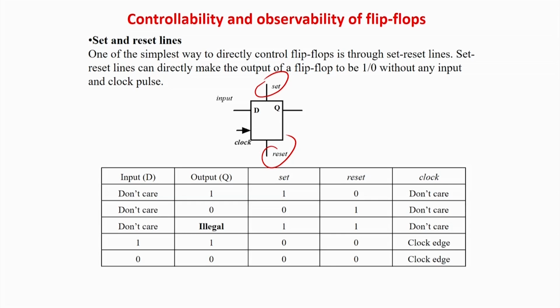So, when you directly control the set and reset lines, the inputs are do not care and you directly get the value. And one thing, we cannot make set and reset lines equal to 1 together, which is illegal. But for all other cases, if you make set equal to 1, the output Q equals 1; if you make reset equal to 1, the output equals 0; and otherwise it is normal D flip flop operation. So, you can do that.